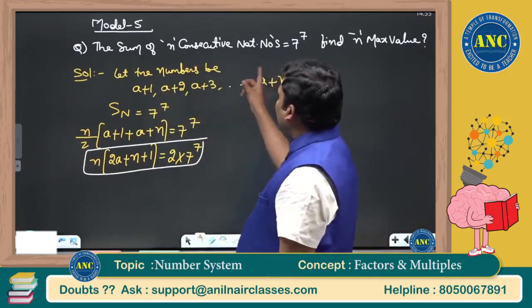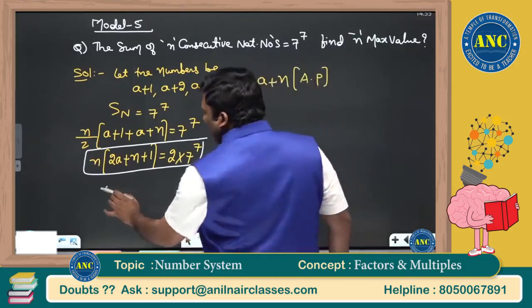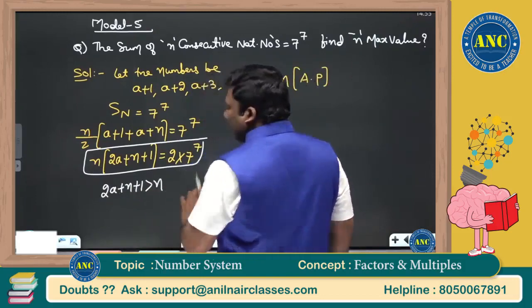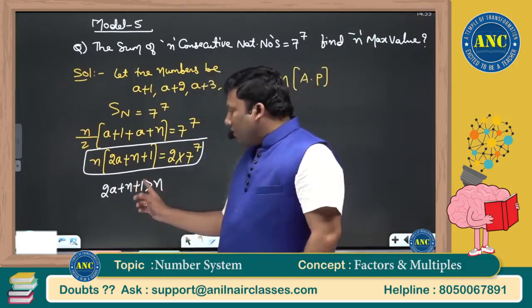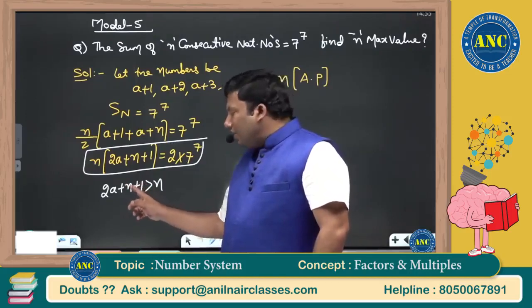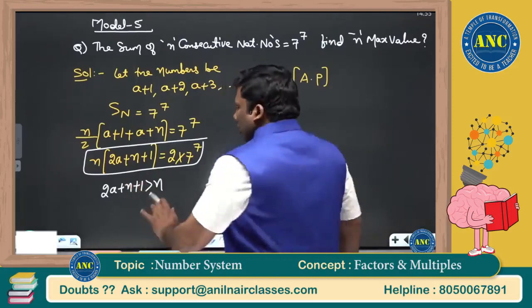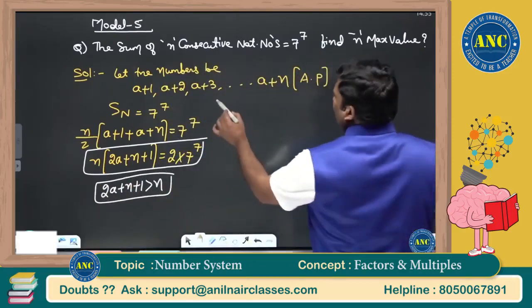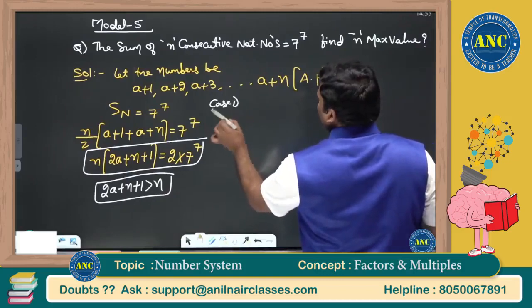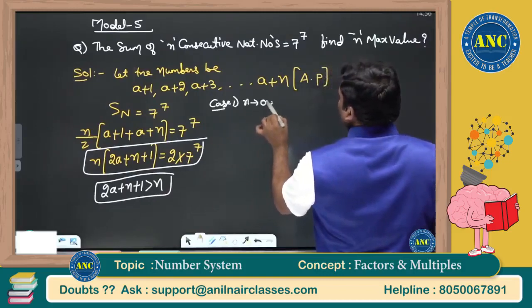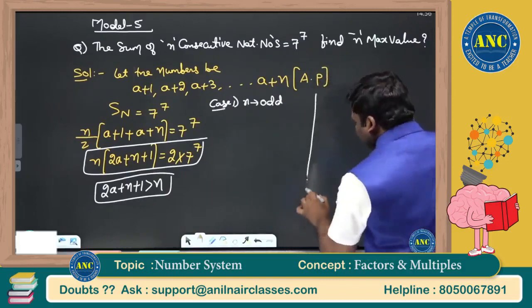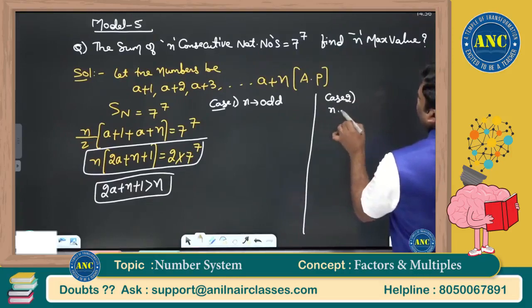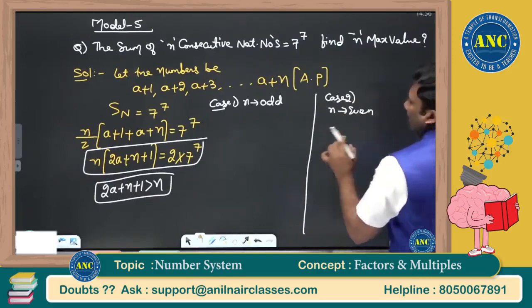Now what is n here? n is a natural number. Definitely, by looking at the question, I can say that 2a plus n plus 1 is greater than n. Even if I am adding n plus 1 to 2a, the value will be greater. So 2a plus n plus 1 is greater than n. Now two cases we will do. Case 1: how many numbers are there? I don't know. So n value odd. Case 2: n value even. Let us see.